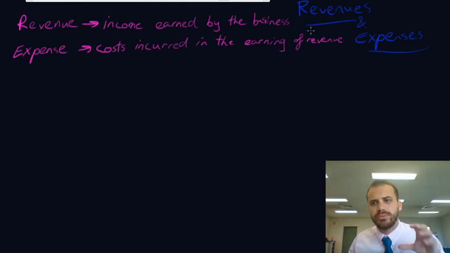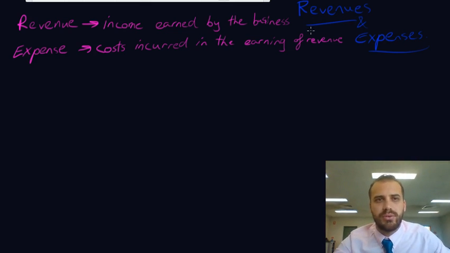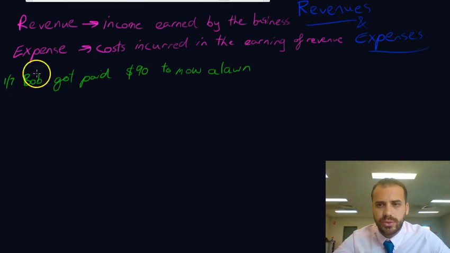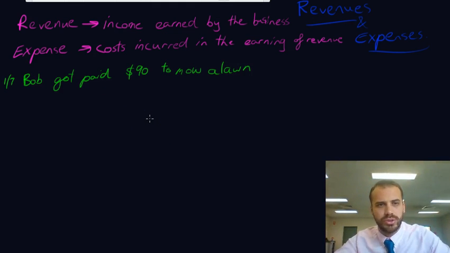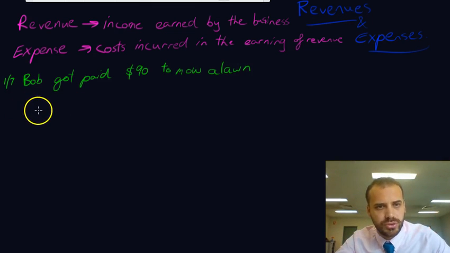The reason I wanted to talk about this now and not before is because now that we've done some transaction analysis tables and we've done a little bit of general journal stuff, we can look at this with some numbers and see how it would actually play out. Okay, so on the 1st of the 7th, Bob got paid $90 to mow a lawn. So I'm just going to put that into the general journal. You guys can do a transaction analysis table of it if you want to, but I'm just going to put it into the general journal here.